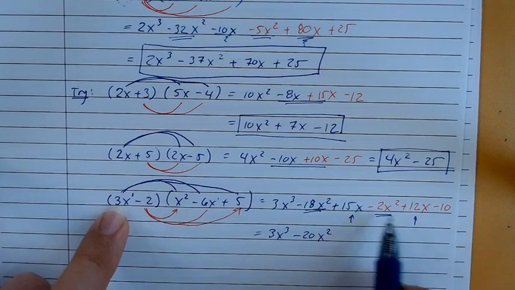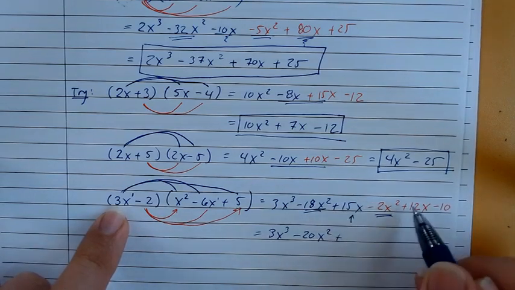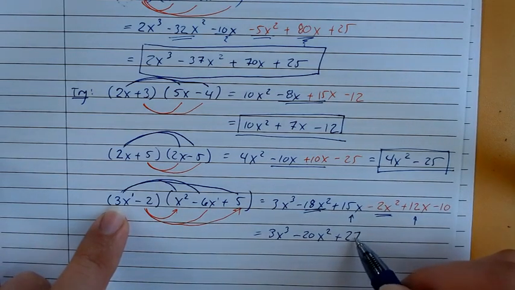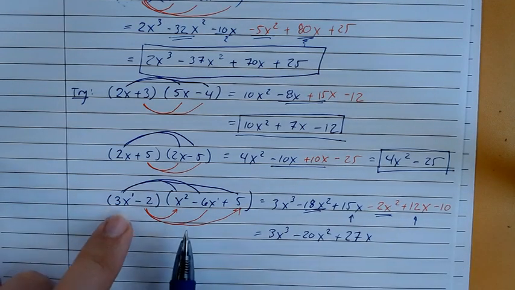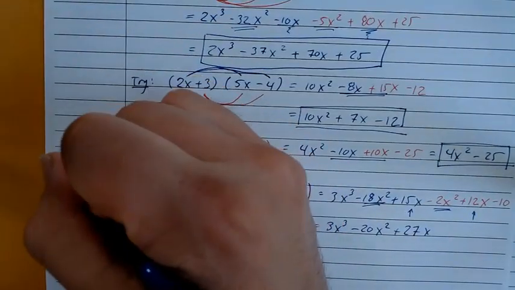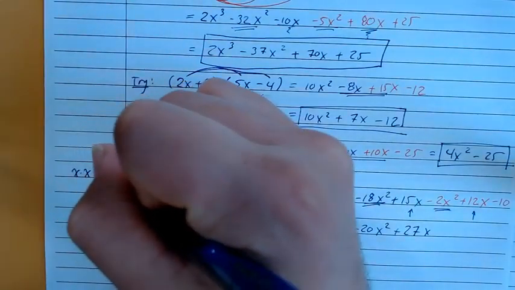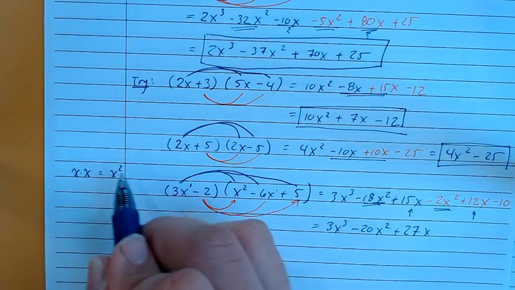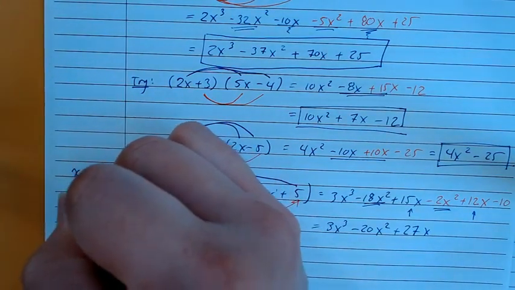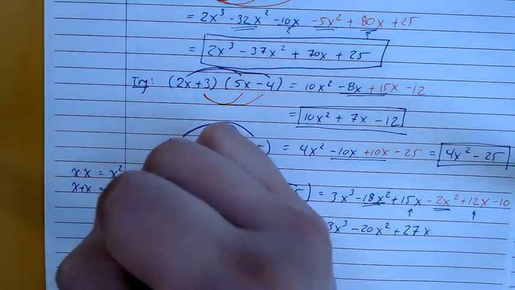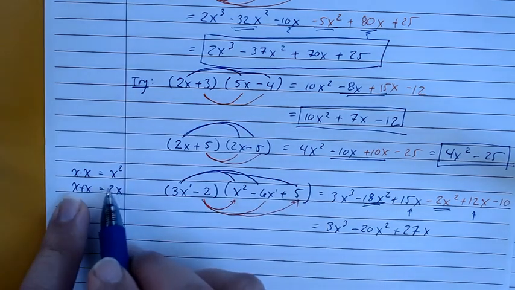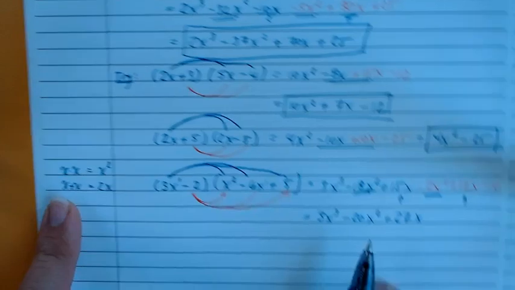Likewise here, you have 15x plus 12x. 15 plus 12 is 27. The variable doesn't change. All right, x times x is x squared. The power changes. x plus x is 2x. The power does not change, only the coefficient.